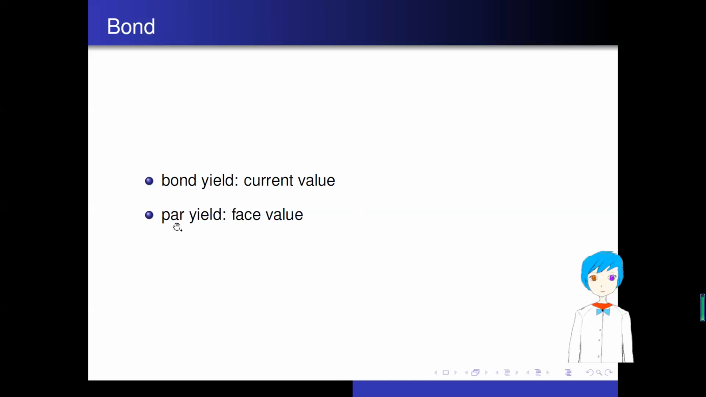We also have the par yield. The par yield is a coupon that the bond will provide in the future that makes the bond equal to its current value or its face value. So the most important thing here is the face value.